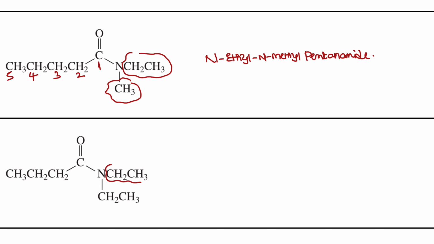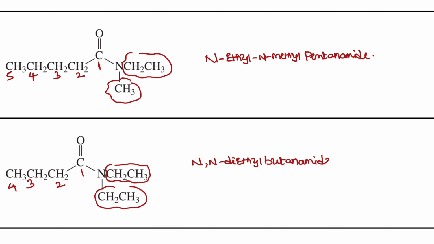Again, this is an ethyl group. This is an ethyl group. It is a tertiary amide. First carbon, second carbon, third carbon, fourth carbon. N,N-diethyl butanamide.